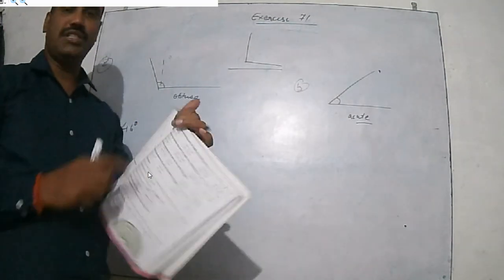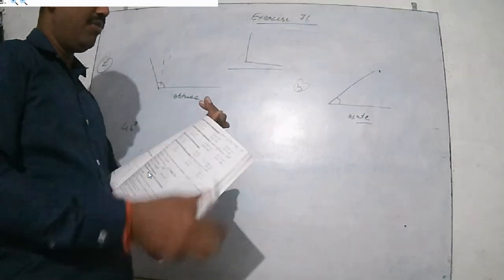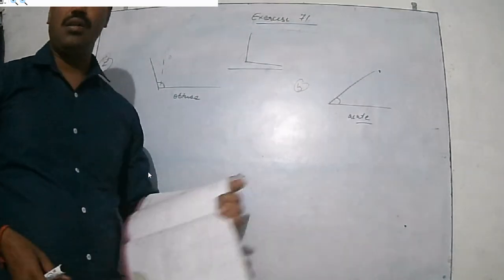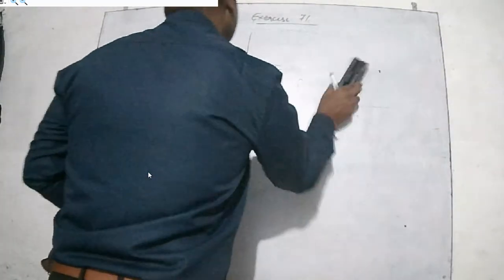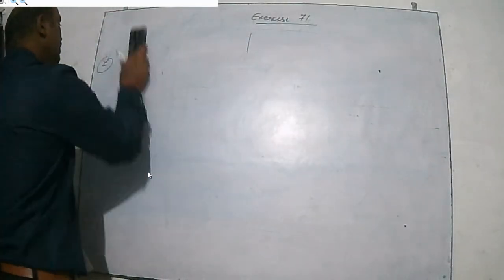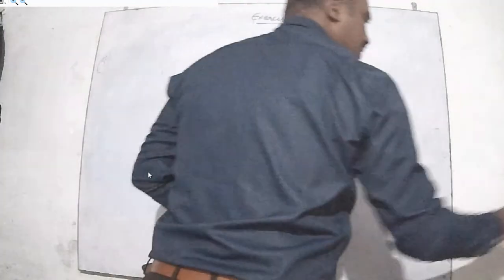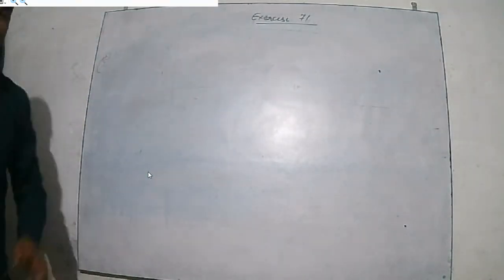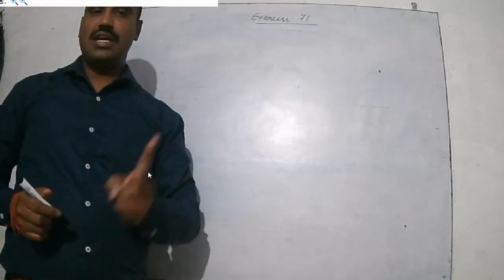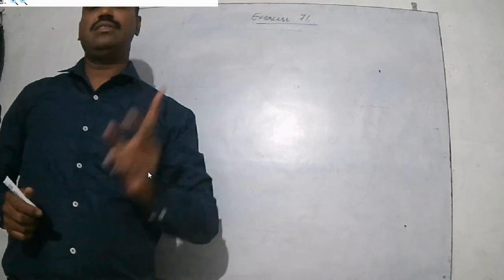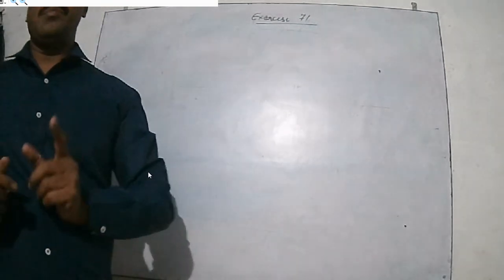Now we come to the next, question number 4. Here in question number 4, which of the following pairs of angles are complementary? To find out this, I already told you that in complementary the sum of two angles is 90 degree. If the sum of two angles is 90 degree, then you say that these two angles are complementary.